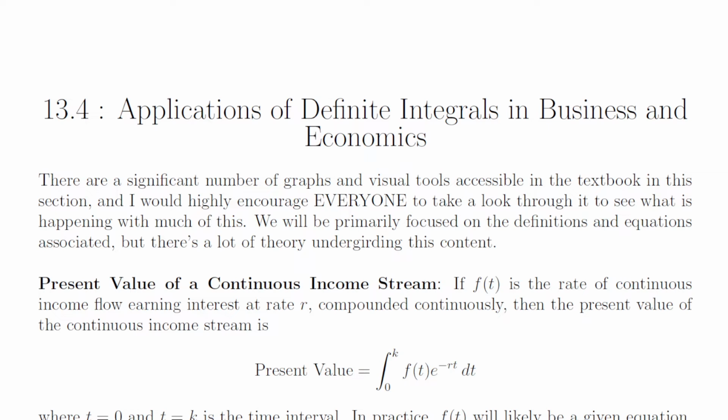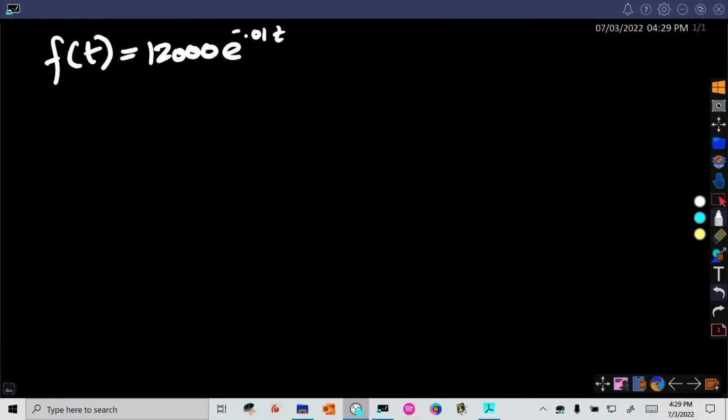So I'm just reading this off. Let me just write it. f of t is equal to 12,000 e to the minus 0.01 t, and that's in dollars per year. I need to flip to my whiteboard. There we go. So in this one, because in the context of the problem they didn't specify present value or future value, we're just going to integrate this between 0 and 10.